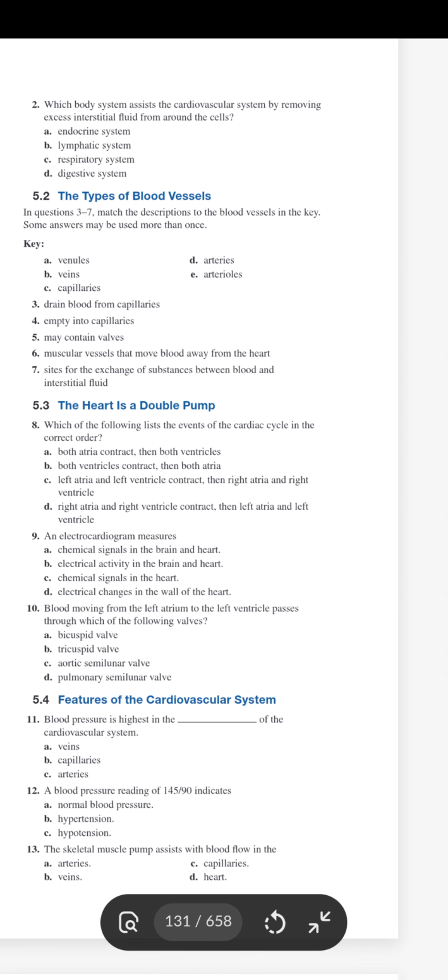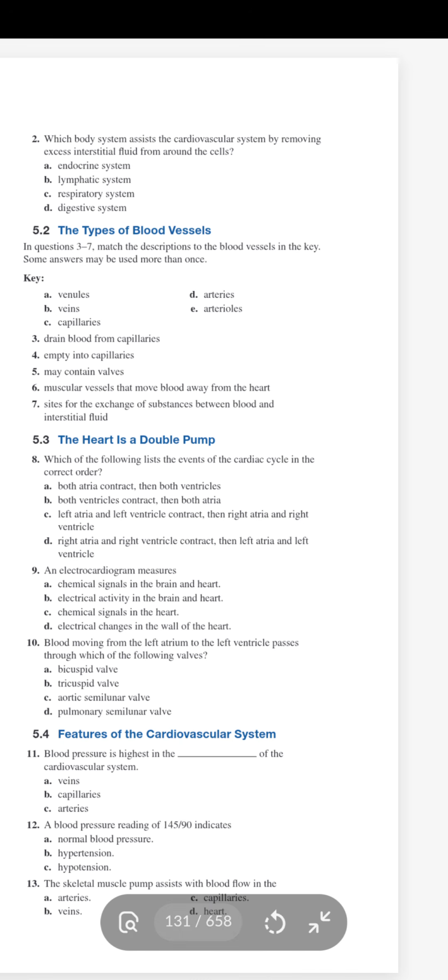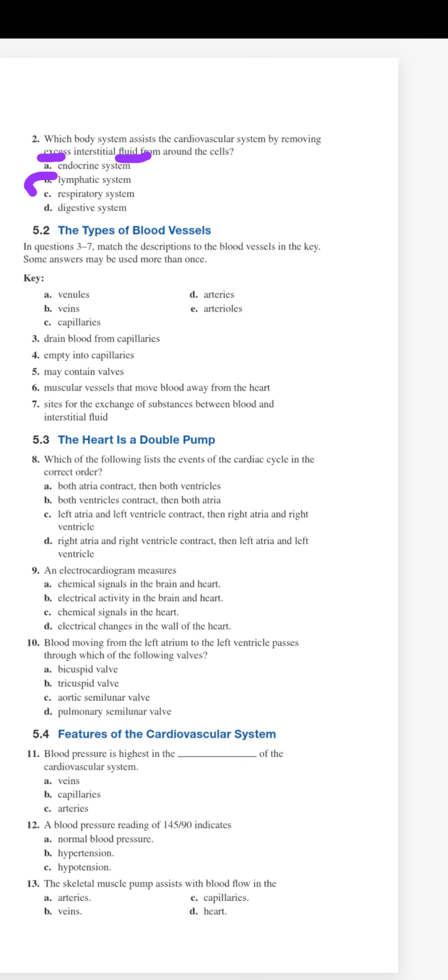Question 2. Which body system assists the cardiovascular system by removing excess interstitial fluid from around the cells? Whenever you see the words excess fluid, you should know that it is the lymphatic system. Interstitial fluid, in other words the tissue fluid, is the fluid that did not get absorbed by the venular end of a capillary. If it's in excess, then your lymphatic system will take it, and it will eventually return it back to your cardiovascular system.